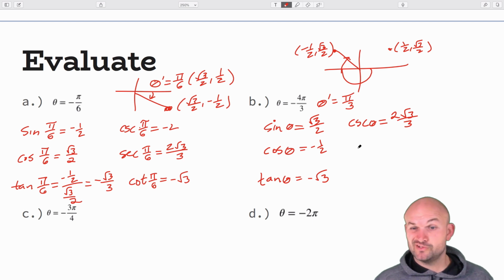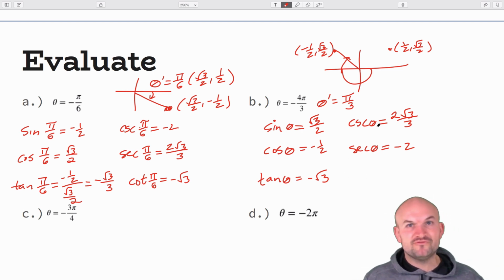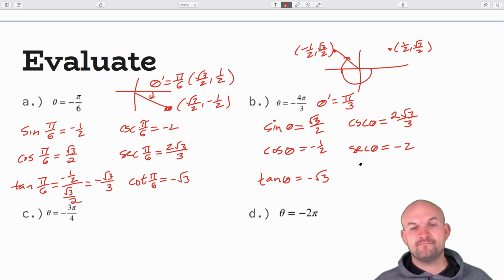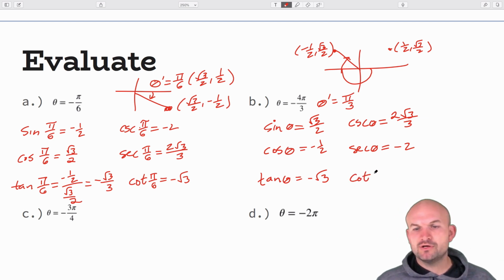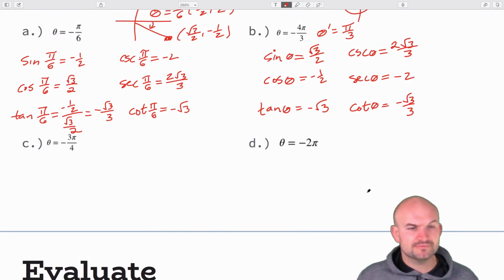You can see how I'm starting to do things a little bit quicker because it just is a lot to write. Secant of theta is negative 2, and it's the same thing over and over again, right? I don't need to show my work of simplifying the same problem 5 times. Once you do it once, you have an example, and then we can just repeat that. The cotangent of theta then is just going to be negative square root of 3 over 3. Now, let's finish this one and then we'll go over.